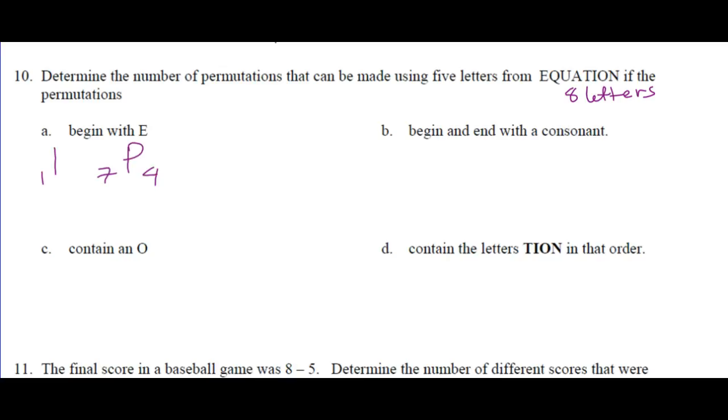If you want to get fancy, I want my E, so it's 1P1. I need 1 E times 7P4. I need my E, and it's got to be in first place. Fundamental counting principle: 1 times 7 times 6 times 5 times 4.